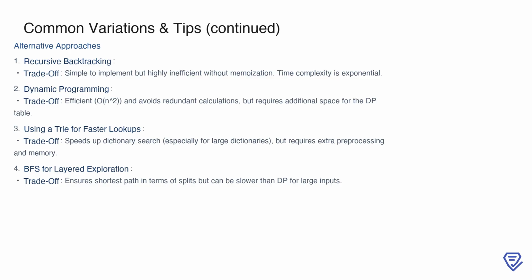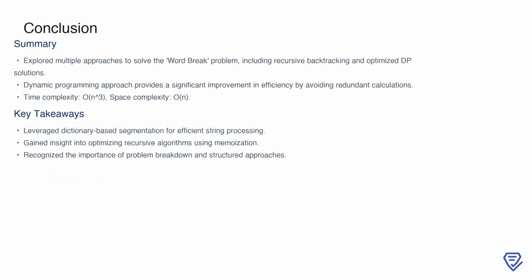Using a trie for faster dictionary lookups is another option, especially useful when the dictionary is large. However, it requires pre-processing the dictionary and consumes extra memory. Finally, a breadth-first search (BFS) approach can be used to explore possible splits level by level. While BFS guarantees the shortest path in terms of splits, it can be slower than dynamic programming for large inputs. Each approach has its strengths and weaknesses, and the choice of method often depends on the constraints and requirements of the problem. Great job! We've successfully tackled the word break problem, exploring both brute force and dynamic programming approaches.